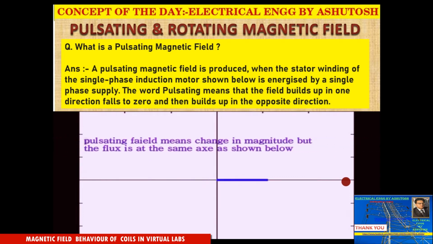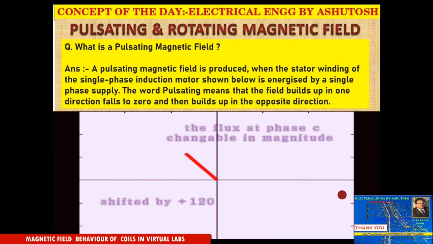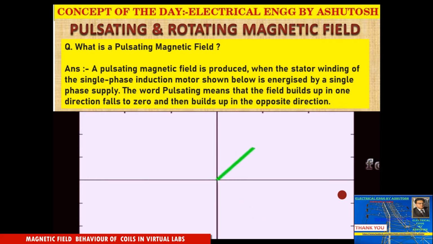So it is called pulsating magnetic field, and this is shifted by 120 degrees. The same phenomenon is occurring. The flux at phase C changes in magnitude, shifted by 120 degrees. And this is the third phase. There are three phases R, Y, B, and this one is the next phase. So pulsating field is there.